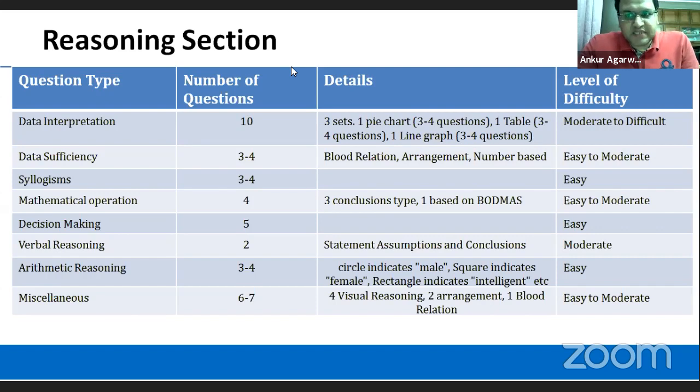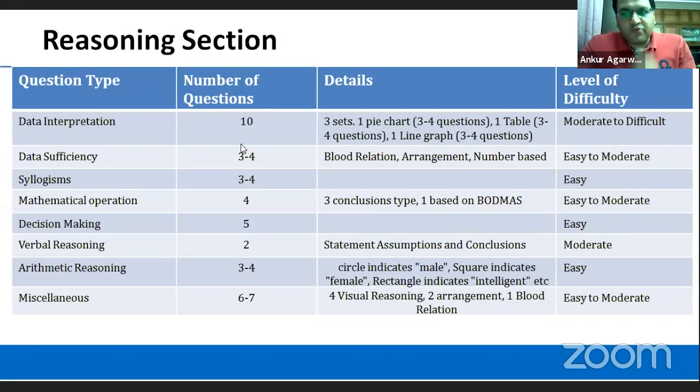Coming to the reasoning section, reasoning was the second section in the NPAT paper. The total number of questions in the reasoning section is 40, and there is no sectional time limit. So, as stated at the beginning of the analysis, an optimal time suggested for this particular section is around 40 minutes. Right? With 40 minutes, you should be able to maximize your score in this particular section.